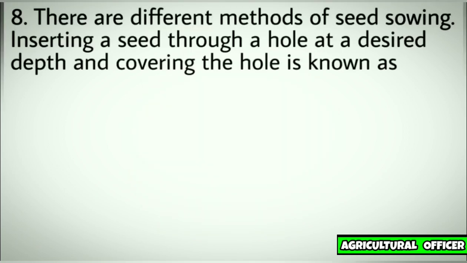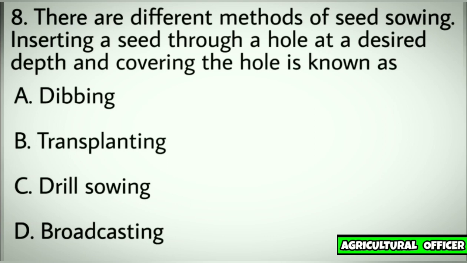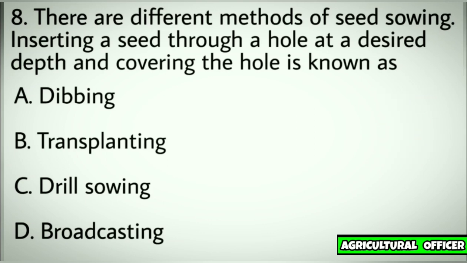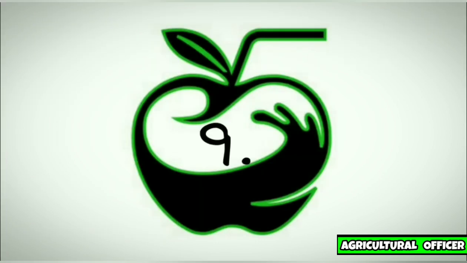Question number 8. There are different methods of seed sowing. Inserting a seed through a hole at a desired depth and covering the hole is known as? Options: A. Dibbing, B. Transplanting, C. Drill sowing, D. Broadcasting. Correct answer: A. Dibbing.